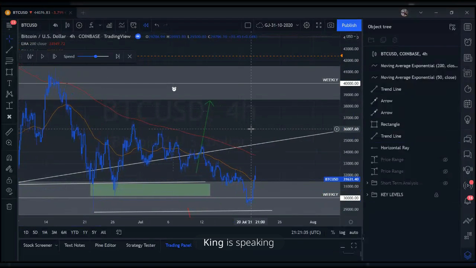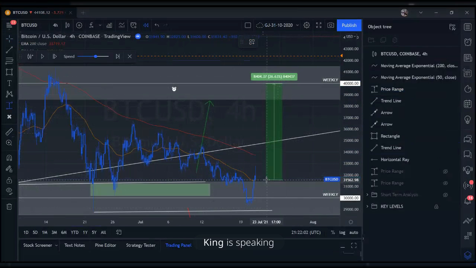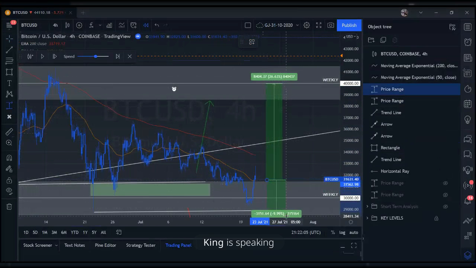Yep. So now this is where we need to start thinking, okay, what is the risk to reward of the trade from this level to our target at the next weekly level? 26%. So that's the reward. What do we have to risk for that reward? We have to risk 10%, basically.